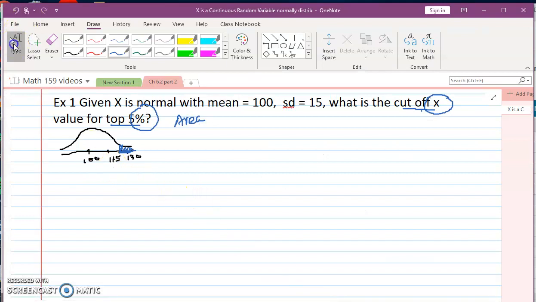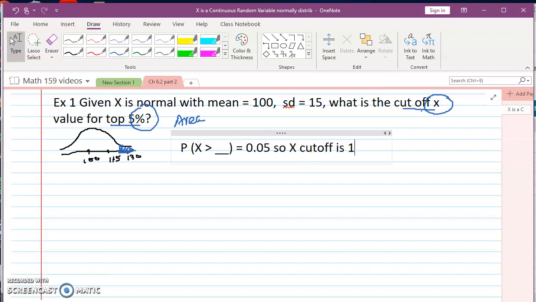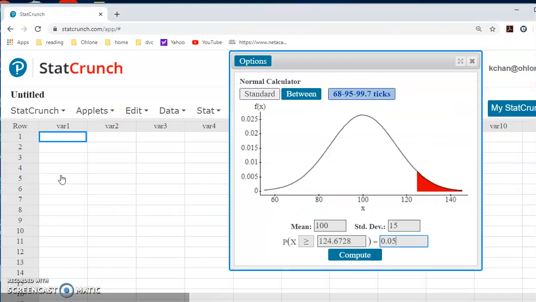You say, well, the probability that X is greater than blank is equal to 0.05. So the X cutoff is 124.67. That's the first question.